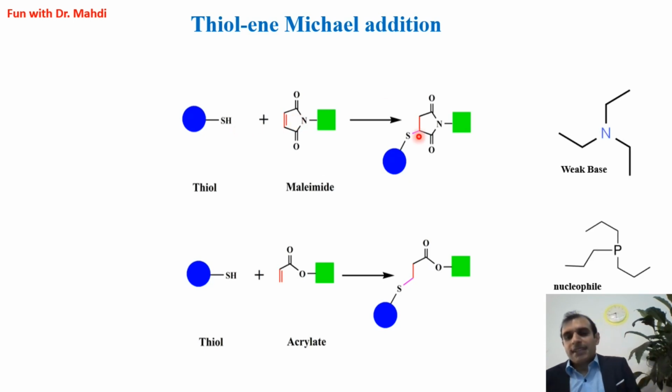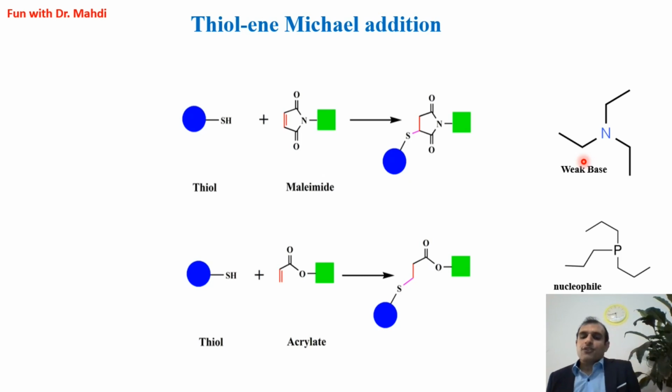But please note, it's very, very important. For doing thiol and maleimide addition, we need a weak base, or we need a nucleophile compound. It's very important. Otherwise, we cannot have this type of click reaction.